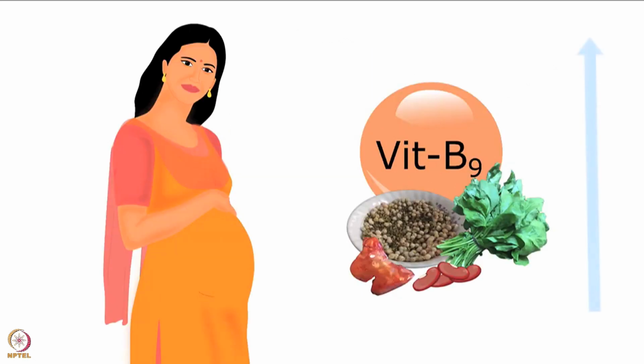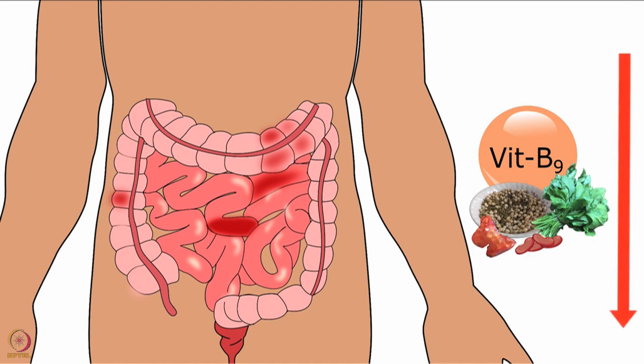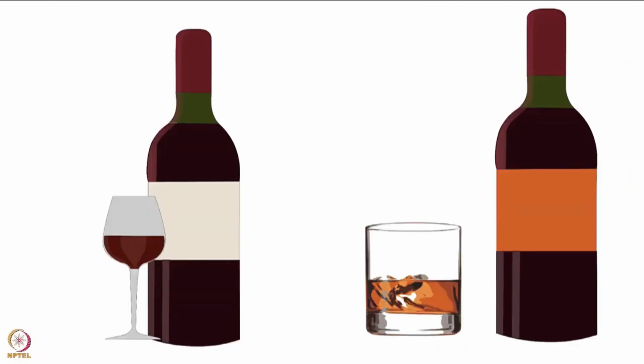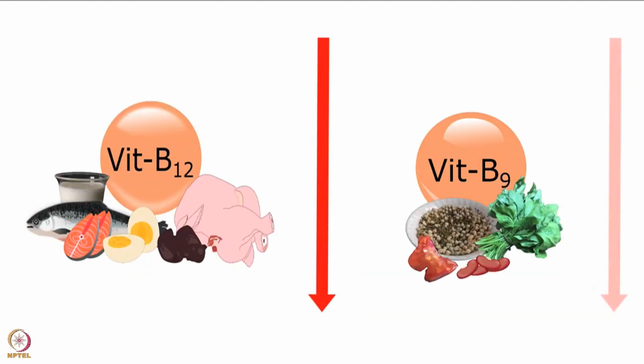During pregnancy, the requirements of folate increase. Inadequate intake during this time can result in folate deficiency. Poor absorption of folate by the body can result in deficiency. Even excess alcohol intake results in the same. A deficiency of vitamin B12 can indirectly lead to folate deficiency.